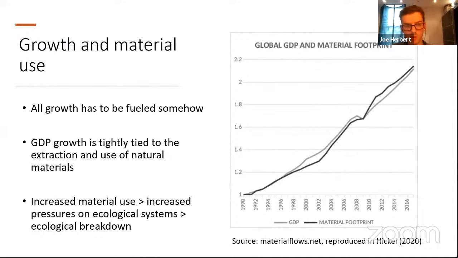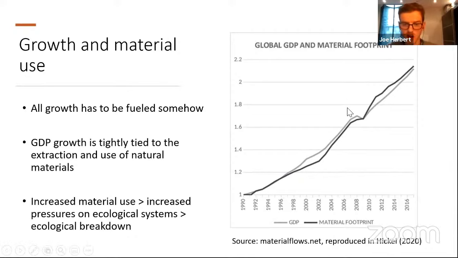And maybe that would be okay if growth was just a number, but it's not just a number, unfortunately. All of this economic growth has to be fueled in some way. And for this reason, GDP growth is tightly tied with the use of natural materials from the Earth. The graph on the right here shows the annual change in global GDP mapped against the annual change in material footprint, which is an indicator of the total amount of natural materials used by an economy, in this case, the global economy.